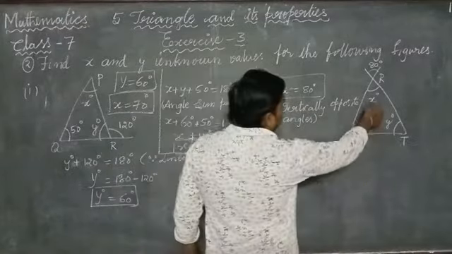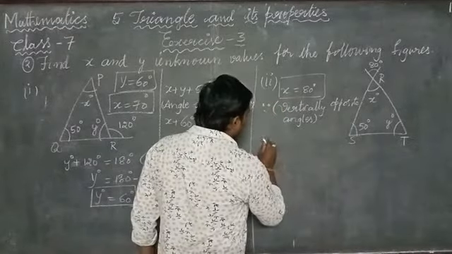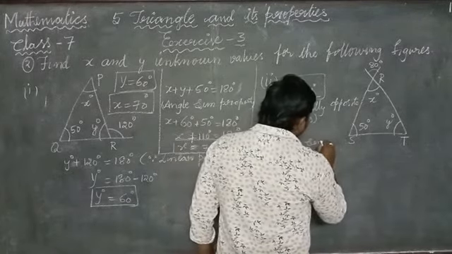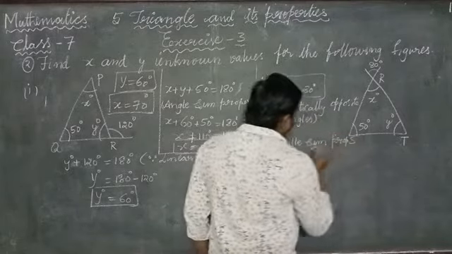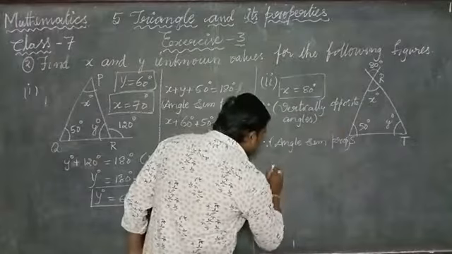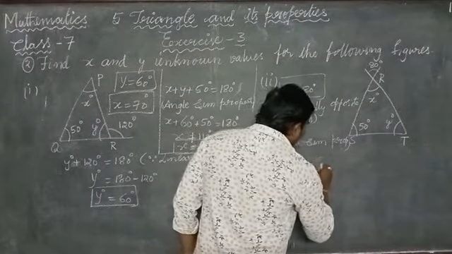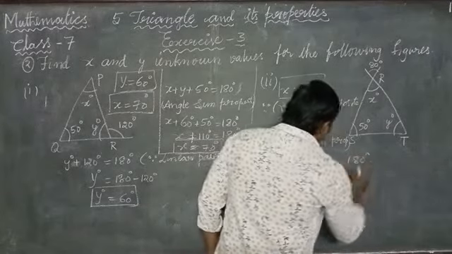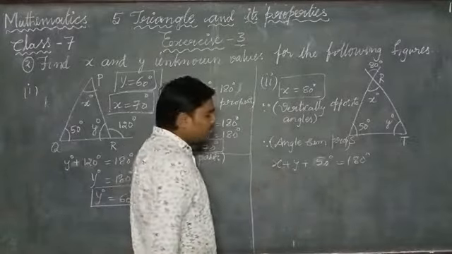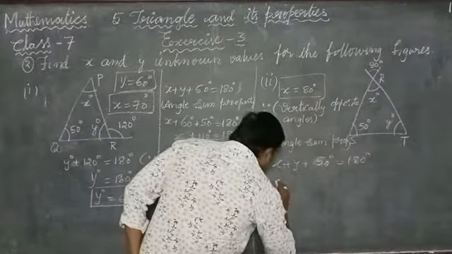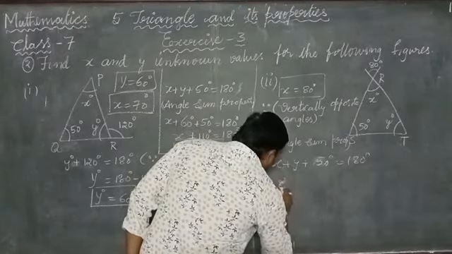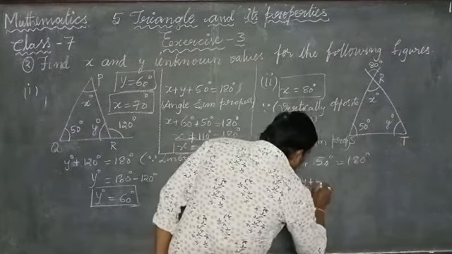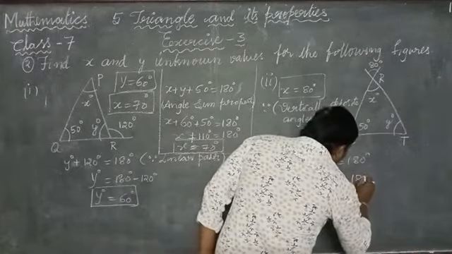After x equals 80 degrees, from the angle sum property of a triangle, we can write x plus y plus 50 degrees equals 180 degrees. Here we found the x value. x is nothing but 80 degrees. So 80 degrees plus y plus 50 degrees equals 180 degrees.